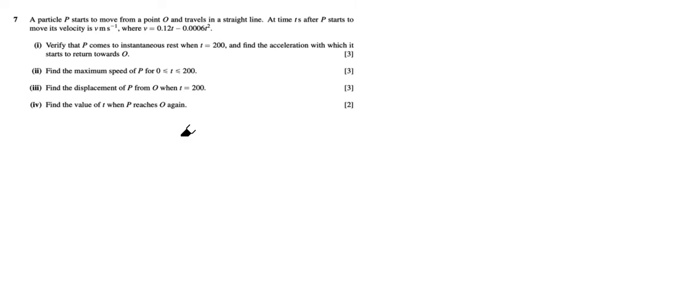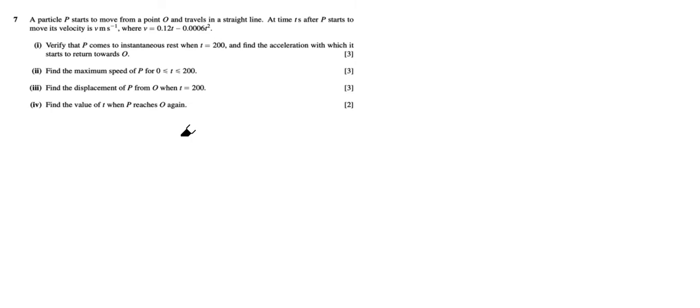find the acceleration with which it starts to return towards O. Find the maximum speed of P between the values of t from 0 to 200. Basically, from the time 0 to 200 seconds, what is the maximum speed? Also find the displacement of P from O when t equals 200. So at the 200th second, what is the distance that it has traveled?